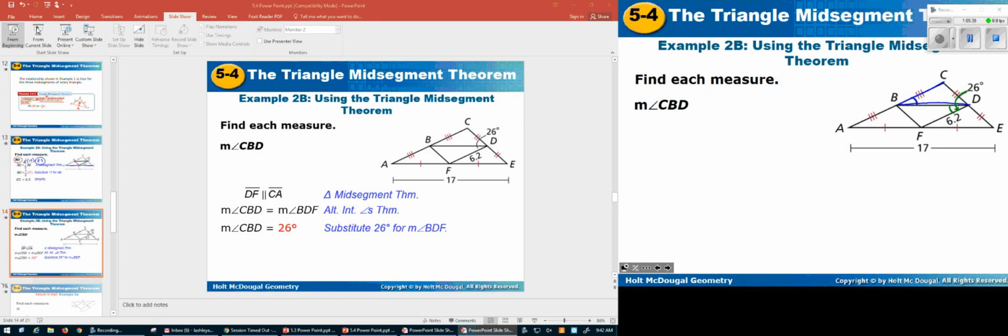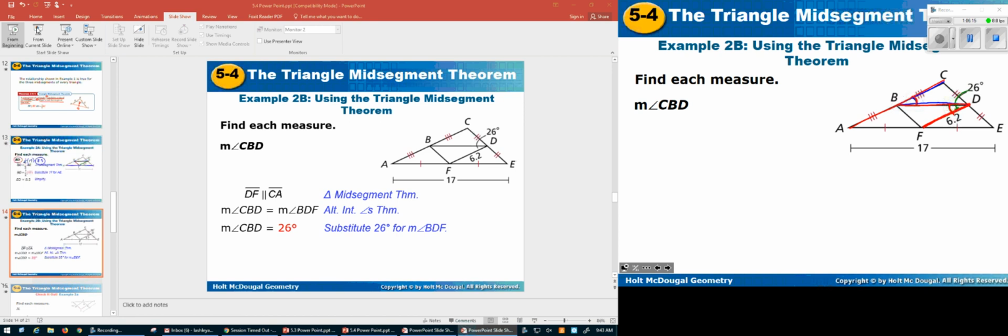So what I want to make sure you see is the lines that are parallel and the transversal that's making those angles. So first of all, we have this midsegment FD, and it's parallel to which side? AC. So do you see that those two lines are parallel? Therefore, what transversal are we looking at? Not BF, BD, because that's the transversal that's going to create the angle we're looking for and the one that they gave us.